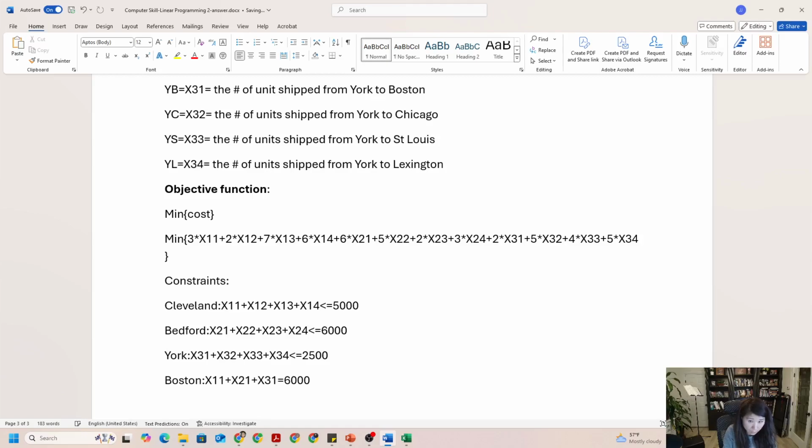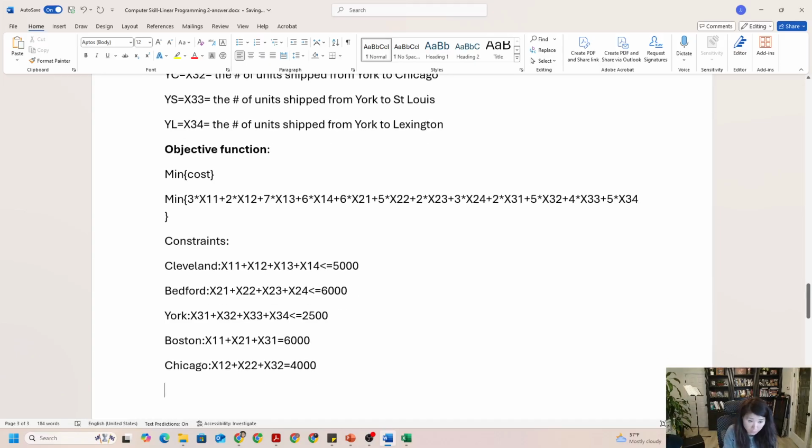And the next one is Chicago. Everything with second subscript 2: x12 plus x22 plus x32. This has to equal the demand, which is 4,000. The next one is St. Louis, which has a demand of x13 plus x23 plus x33. This one has to equal 2,000 as the demand.